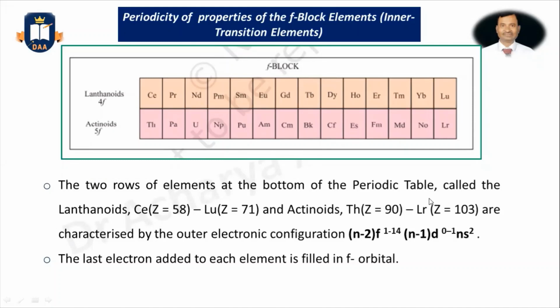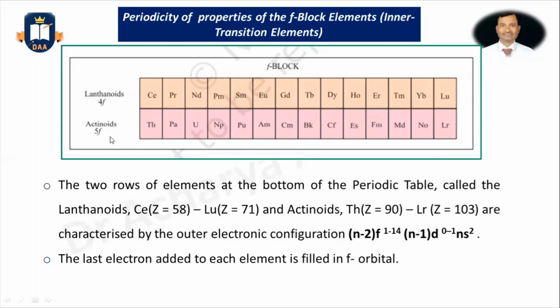They are called the lanthanoids. The lanthanoids run from Ce, whose atomic number is 58, to Lu, whose atomic number is 71. And the actinide series starts from Th, whose atomic number is 90, and it ends with Lr, whose atomic number is 103.